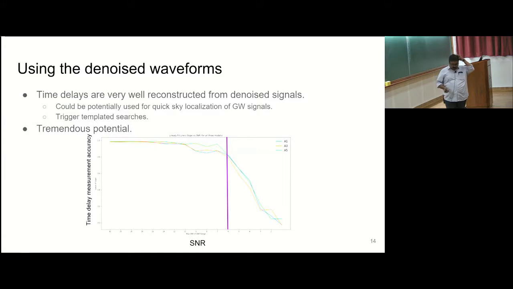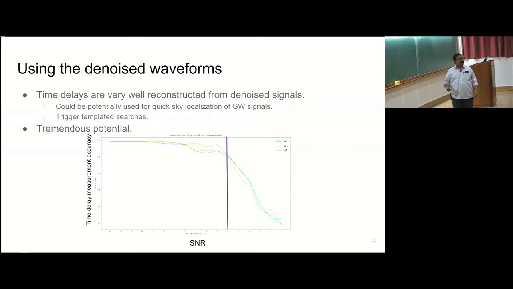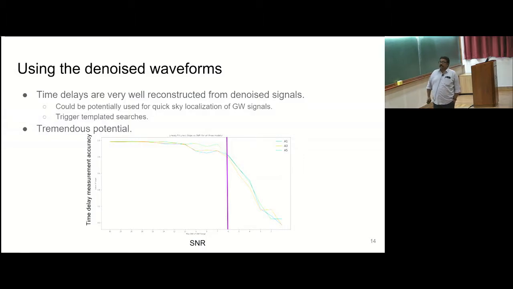So for instance, although you may or may not trust the reconstructed signals very well at this point, one of the things that we are trying to do is to calculate time delays across detectors. And these time delays are very well reconstructed from these denoised signals, which could potentially be used for rapid sky localization, even without having done the analysis. And one of the ways that I see this is that this could trigger templated searches coming from the other direction.